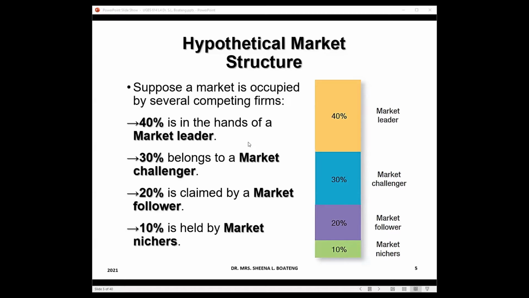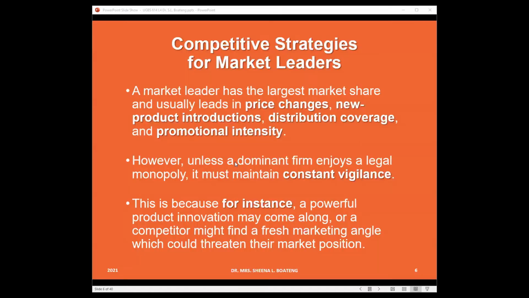Yes, madam. Good. So with that understanding, let's look at the competitive strategies available to each of these competing firms in the marketplace, starting from the market leader.